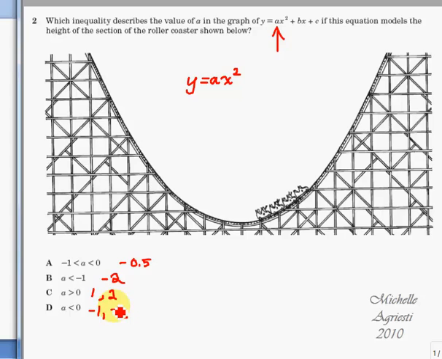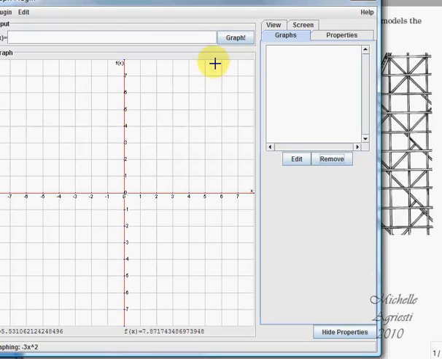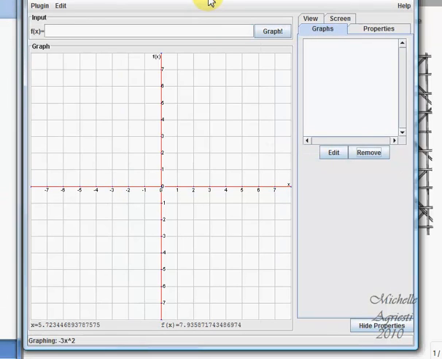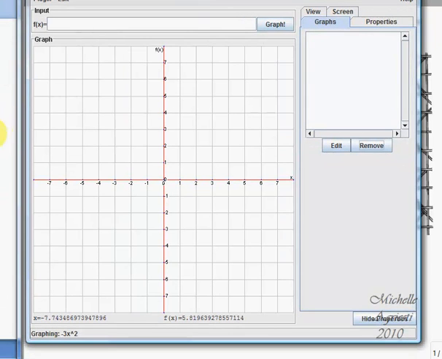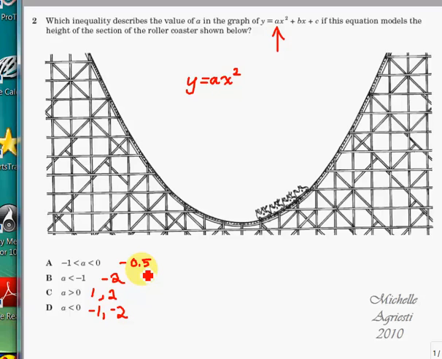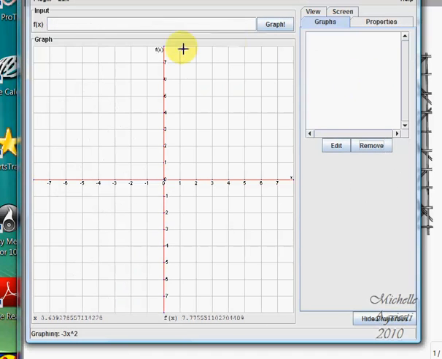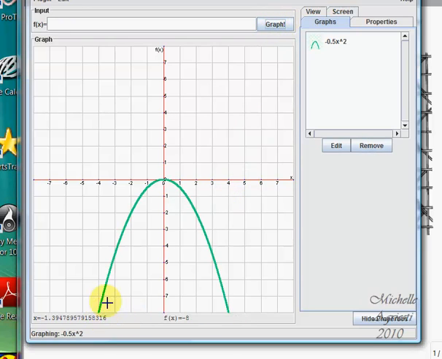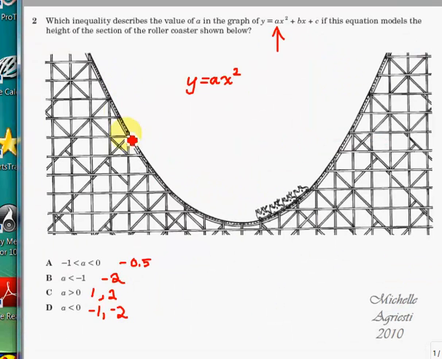So let me bring up a calculator. Let's look at our first one first. We were going to let a be -1/2. So -0.5x raised to the second power. And remember, the caret just means raised to the second power. When I graph it, I get a parabola and it opens down. Looking back at our answer, we know it's going to open up. So I'm going to say that one is out.